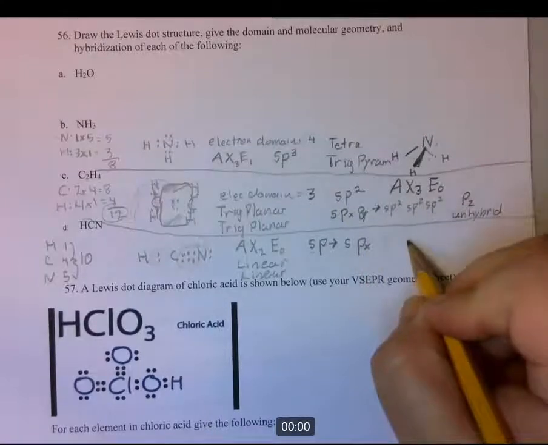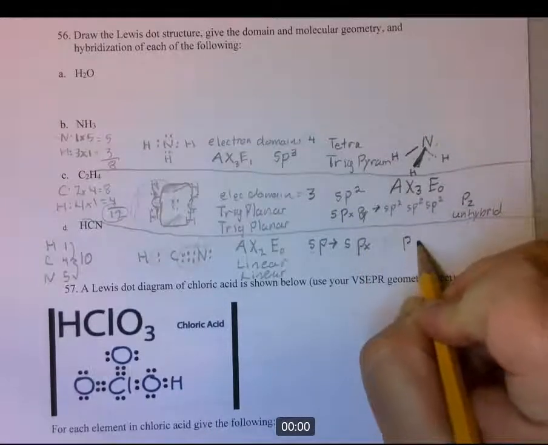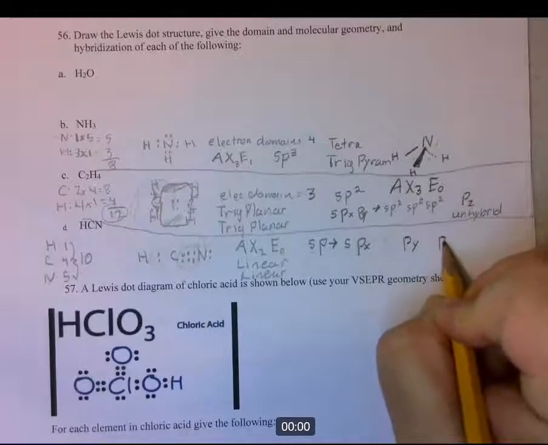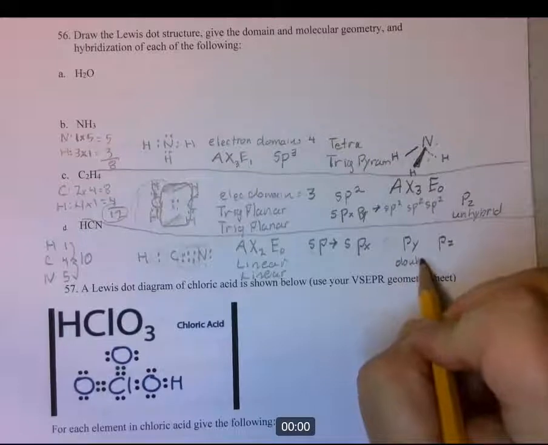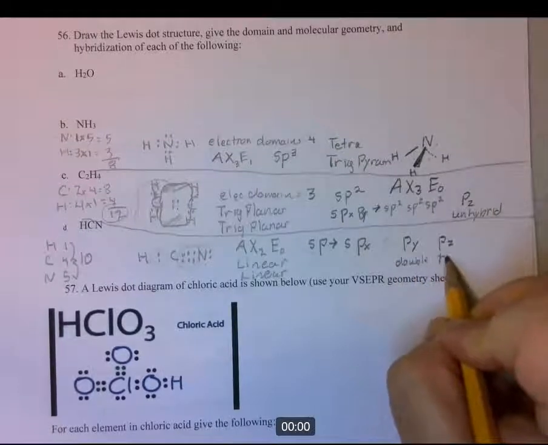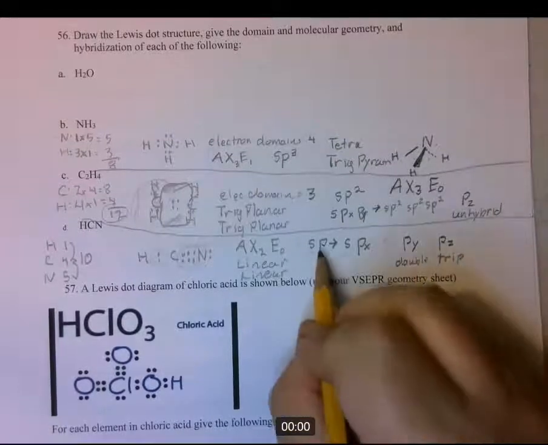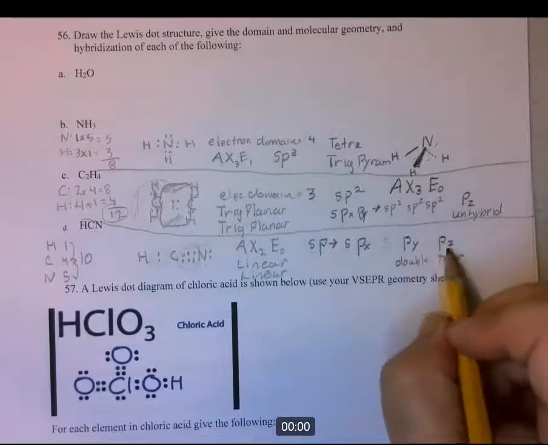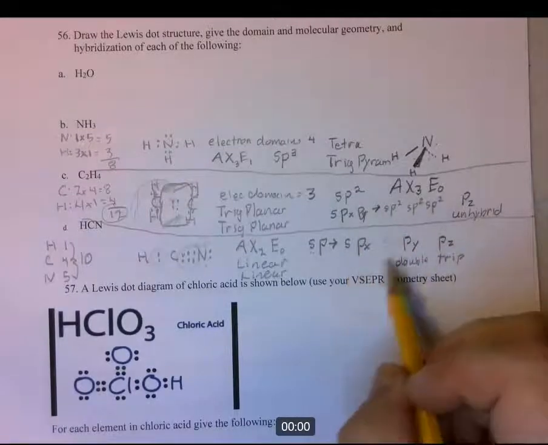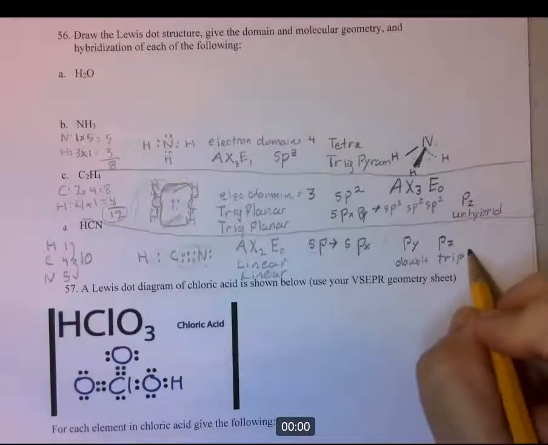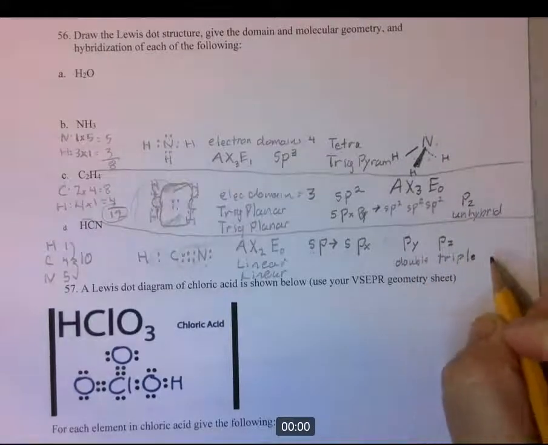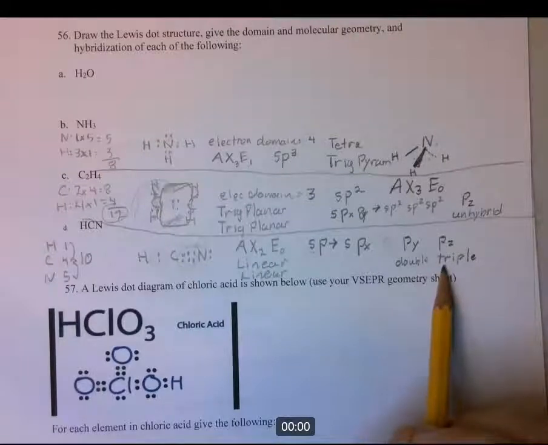Now you have 2 unhybridized p orbitals. That's the py and the pz. And this forms the double bond. And this forms the triple bond. So only an sp configuration can have a triple bond. It doesn't have to always have a triple bond. It doesn't even have to have a double bond. But it's the only one of the configurations that can have a triple bond.